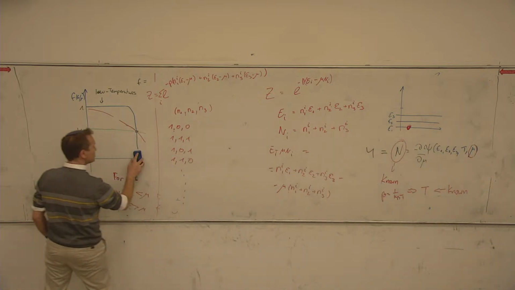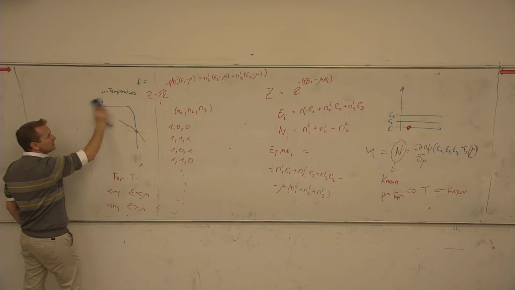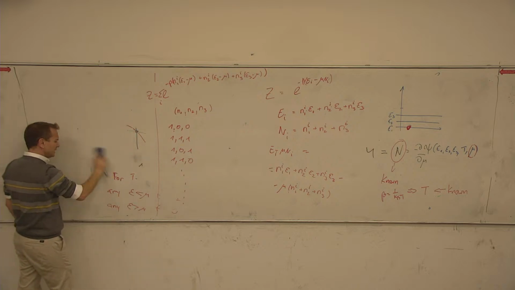Okay, where was I? Other questions before I do this example of computation of chemical potential?